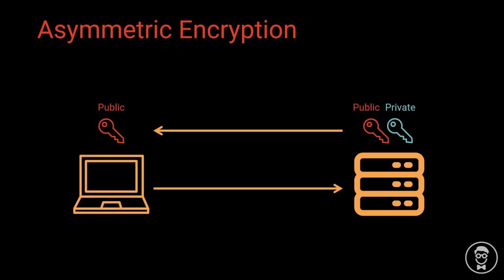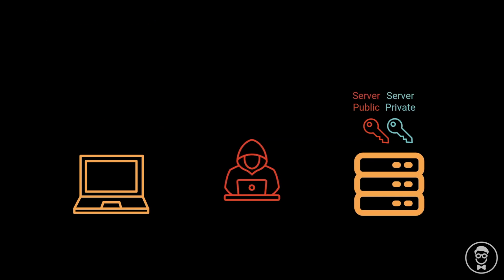These messages would be one-way only, but we could at least send sensitive information like passwords and credit card numbers securely. But there's still a nasty vulnerability here. An attacker could impersonate a server that we're trying to connect to. Instead of connecting to the server, we'd unknowingly connect to the attacker's computer.